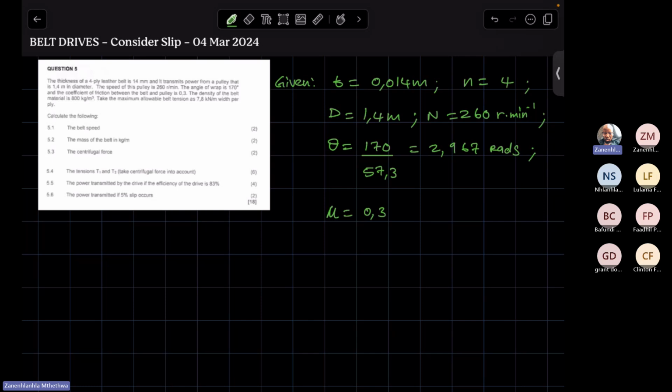Okay, someone is asking for the link. I don't know why, because we've been using the same link ever since you started, and the link is pinned on our WhatsApp group.